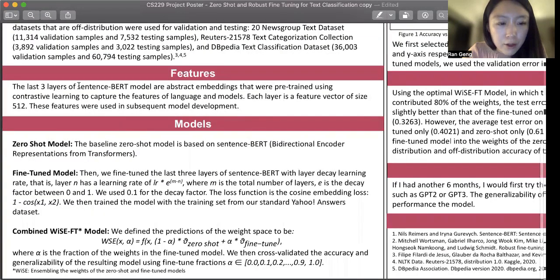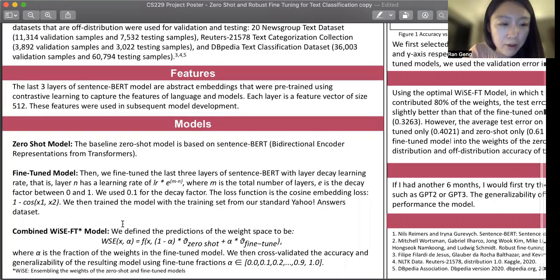The features of these models really come from the sentence BERT model that you can see from the publication. They are very well trained for sentence-based tasks, and they are tailored for cosine similarity calculation mathematically. And these are actually abstract embeddings, a feature vector of size 512. We don't know what the real meaning of it is, but we can calculate cosine similarities and compare between different sentences of different construct but similar meanings. These features were then used for subsequent model development.